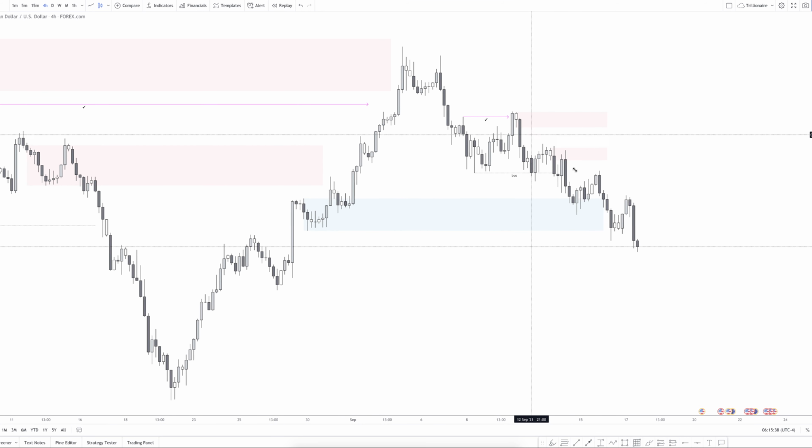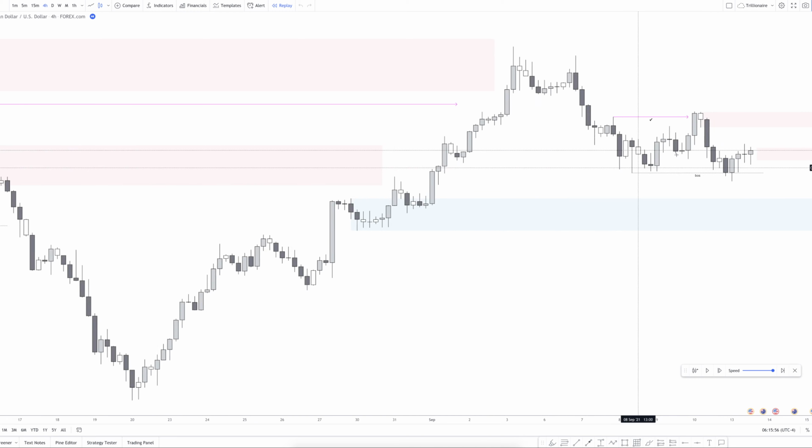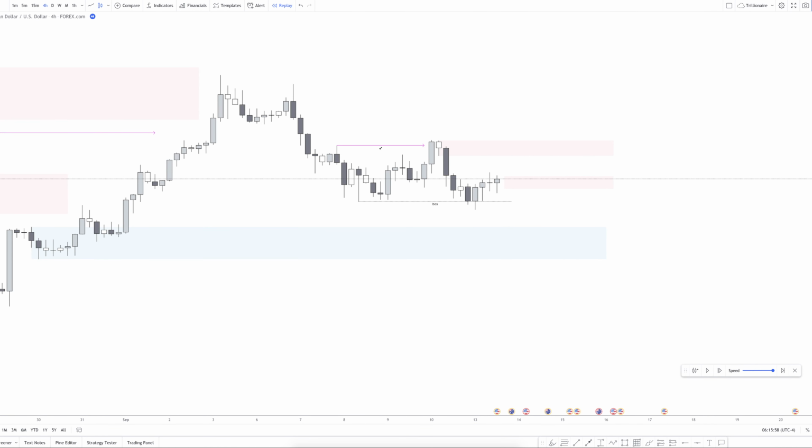Let's just backtest this push to the downside here, because I want to see what the price reacted to down here in order to not pull back up within this area. So let's hit the replay. Okay, let's back up here. All right, and really let's just start to break it down.